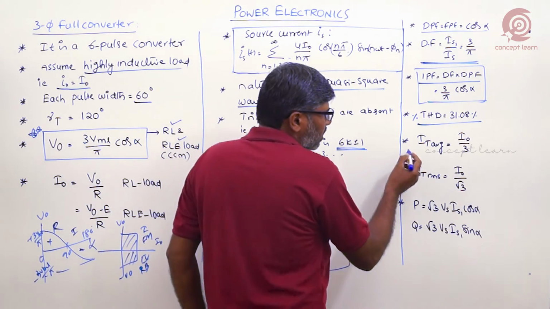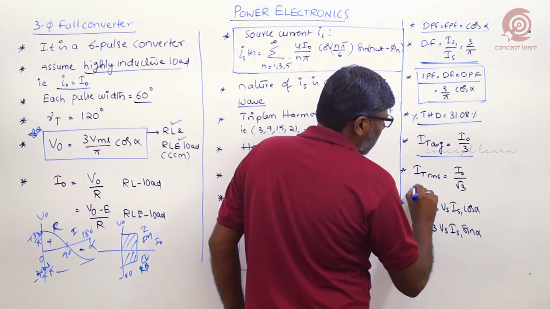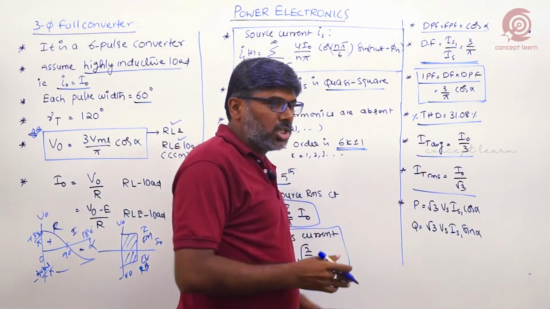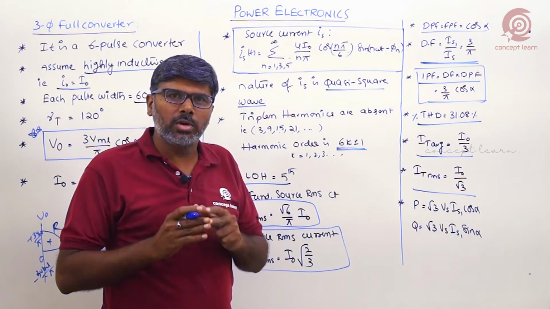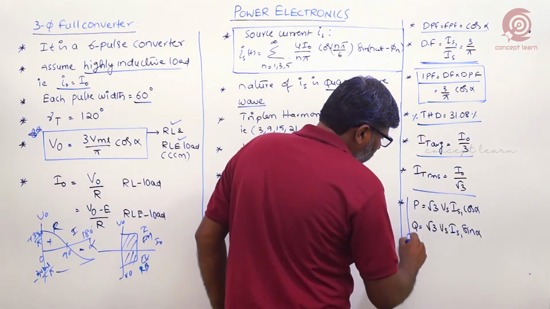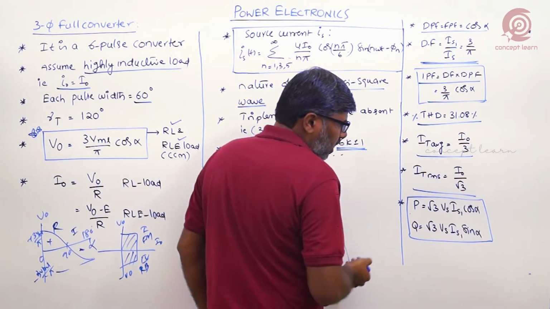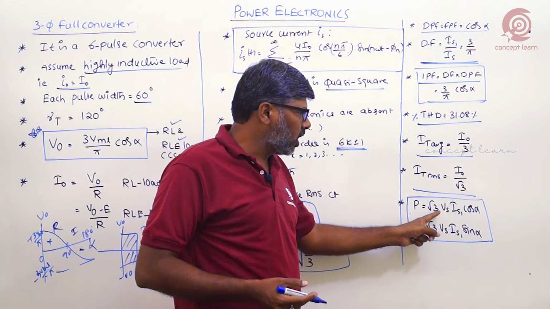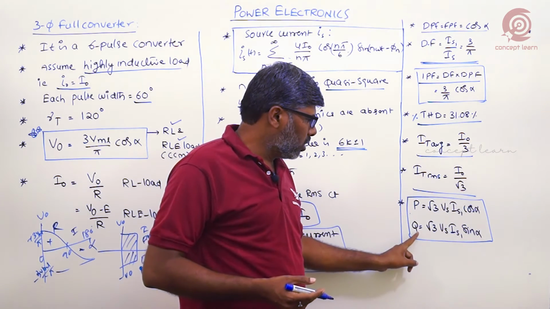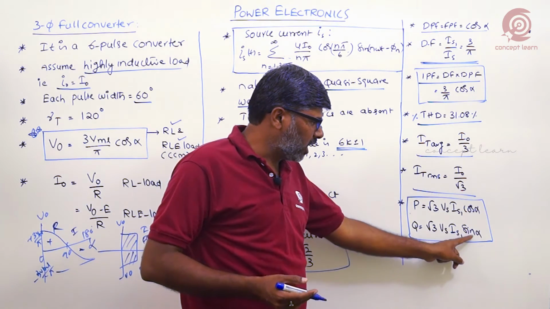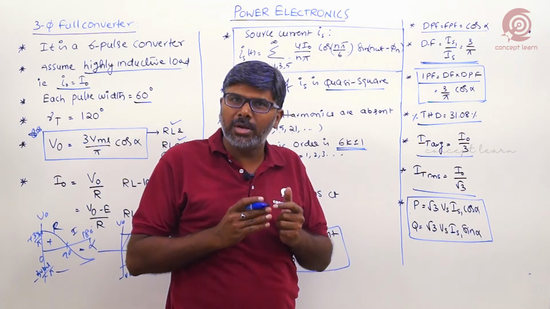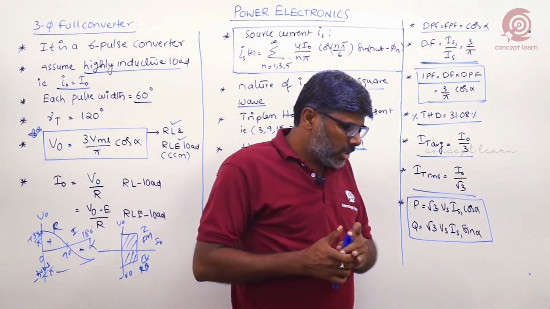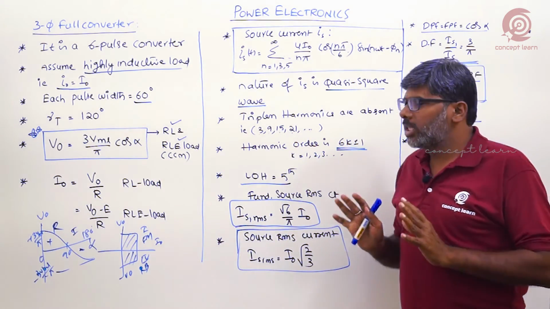Now what are the average switch current and RMS switch current? Average switch current is I naught by 3, and RMS switch current is I naught by root 3, because each device conducts 120 degrees over 360 degrees. How do you calculate the power delivered to the converter, active as well as reactive? For single phase we know Vs Is cos alpha, but here it is three phase, so root 3 Vs Is cos alpha. Reactive power is also root 3 Vs Is1 sin alpha. What is Is1? It is the fundamental. You must take the fundamental component only instead of the harmonic component. So this is the analysis of the three phase full converter, and it is very important in the examination.